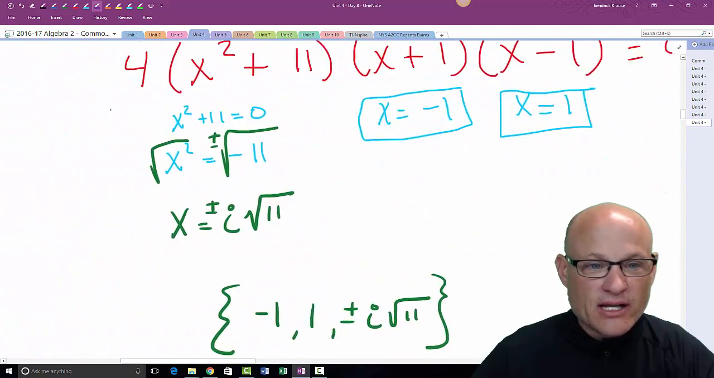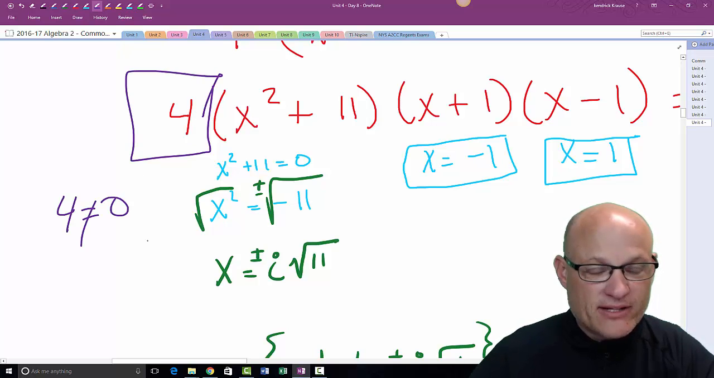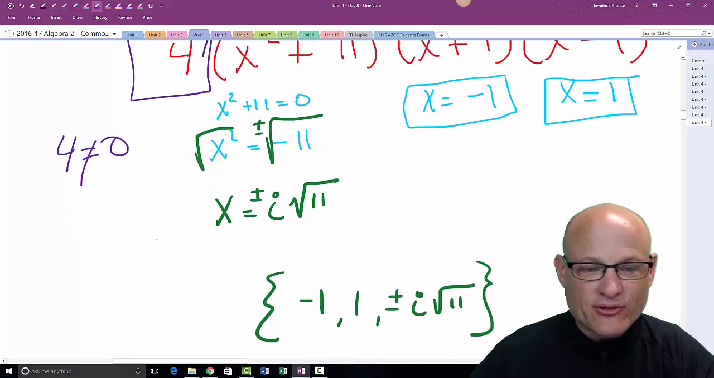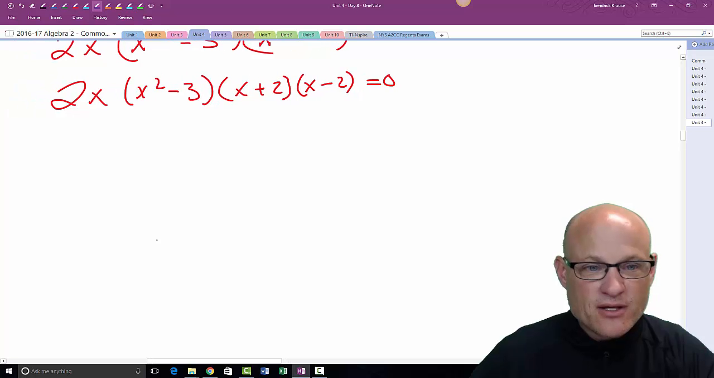I took out a 4, right? I ignored this 4 because this 4 can't be equal to 0. I mean, I could set 4 equal to 0, but that's not true. So it's not going to give me an answer. But down here, I did take out a GCF. So I have to set that equal to 0.